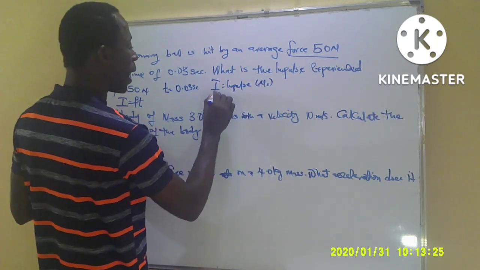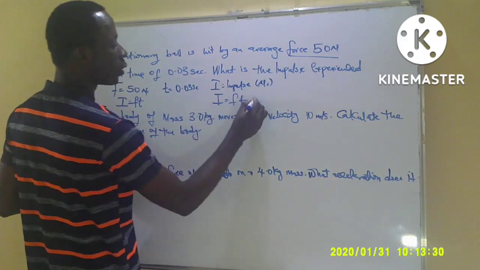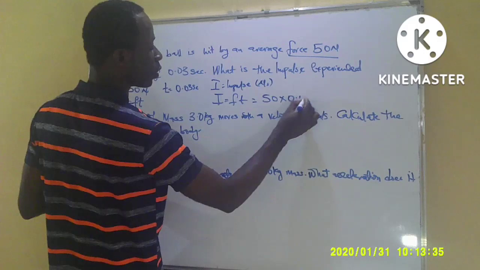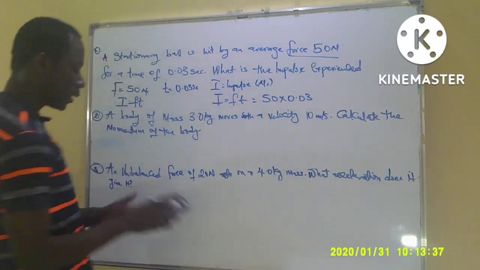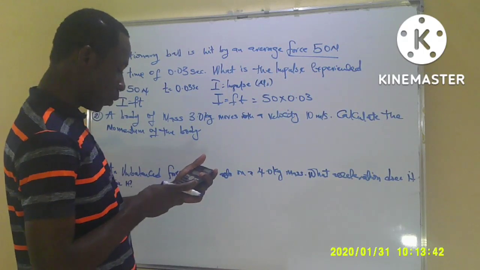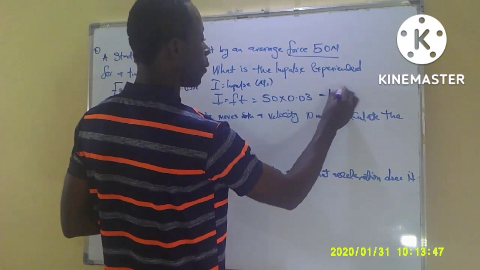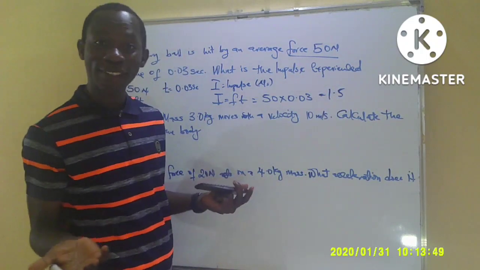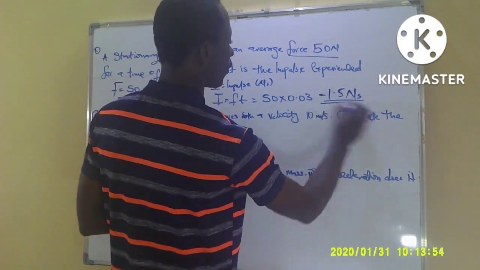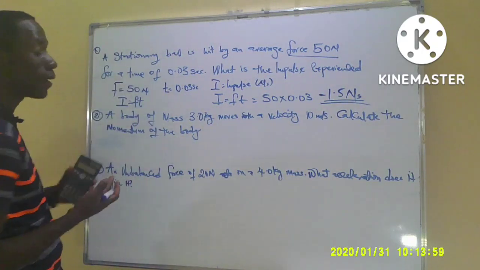So now I is equal to Ft. What is our F? 50. What is our t? 0.03 seconds. So let's multiply it now: 50 times 0.03 gives us 1.5. What is the unit of impulse? Newton seconds. So that's the answer. Very simple, easy, straightforward. Just apply the formula.